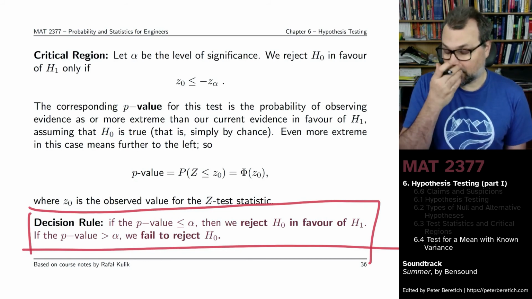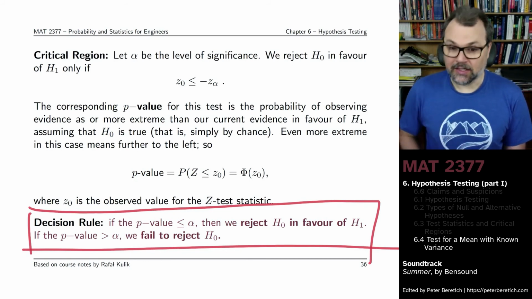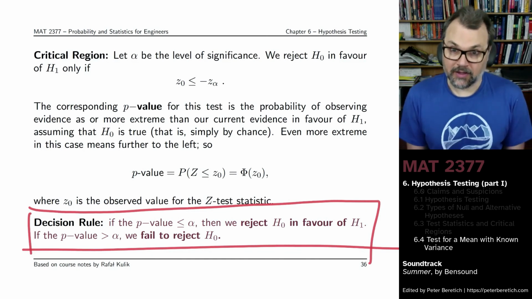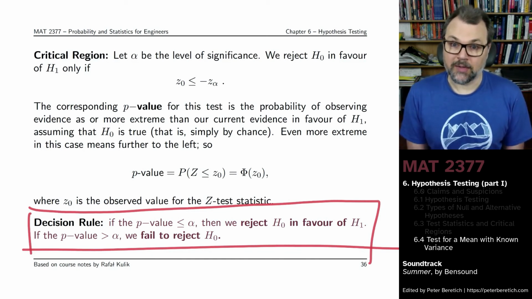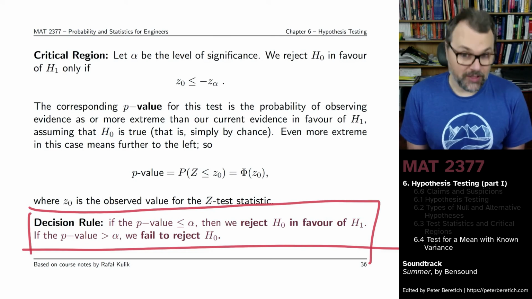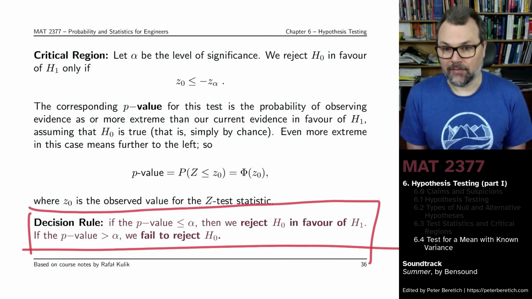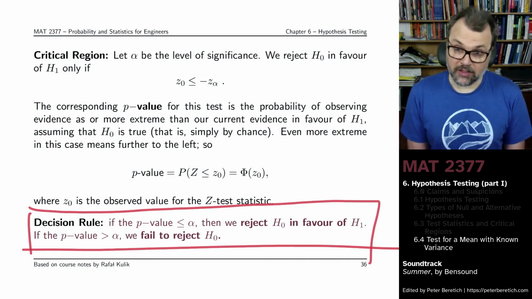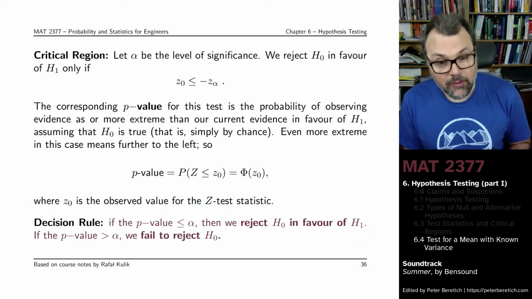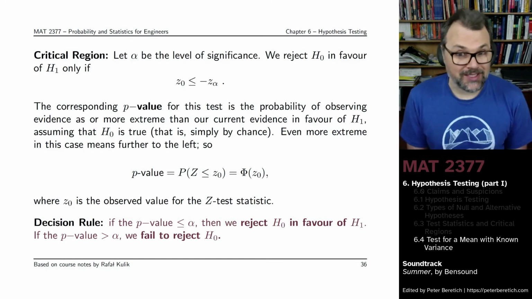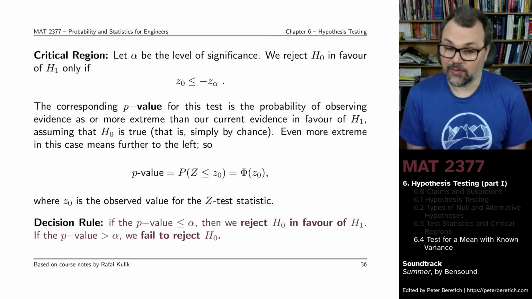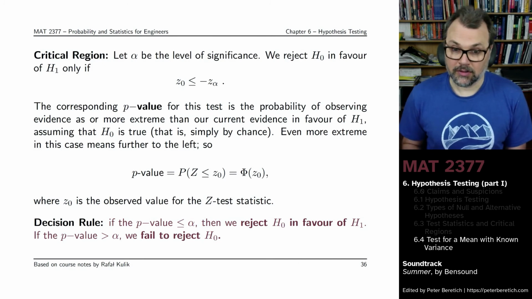You're saying this is just too unlikely to happen if the null hypothesis was true. It must mean that my true mean, the true mu, is not the mu0, the candidate that I had claimed was the true one. If the p-value is greater than alpha, then you fail to reject the null hypothesis, which I remind you doesn't mean that you accept the null hypothesis. It just means that you can't reject it.